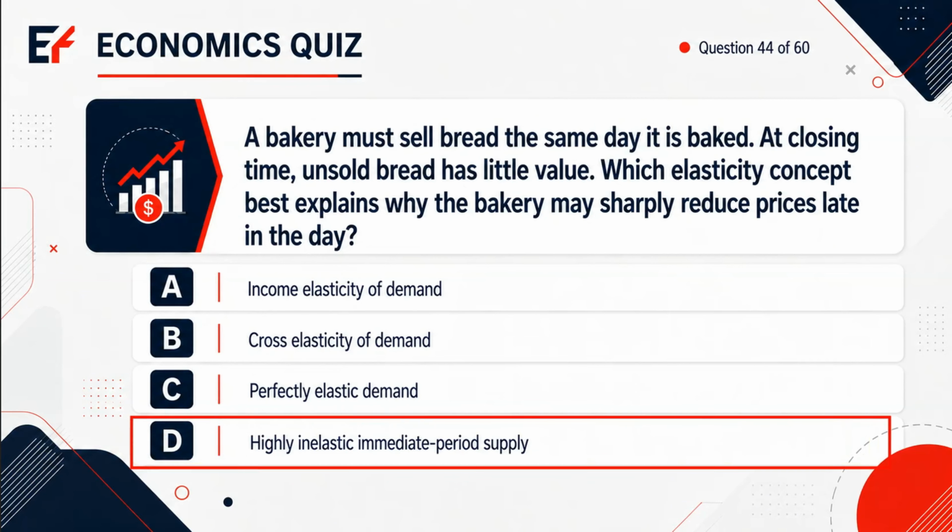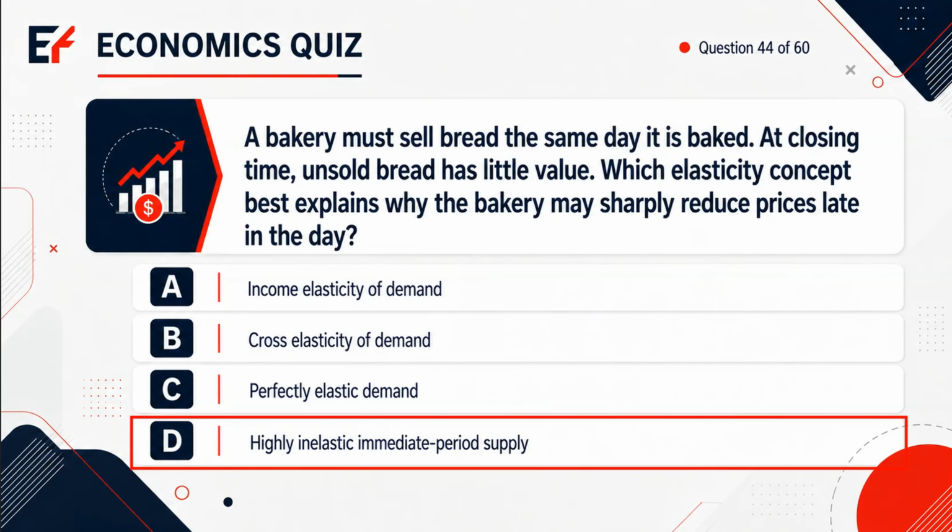Let's focus on the time pressure here. In the immediate period, the bakery cannot change the amount of bread already baked. The quantity available is fixed and any unsold bread quickly loses value, so the bakery may cut prices sharply to sell what it has. Option D is correct because immediate period supply is highly inelastic when sellers cannot adjust quantity.